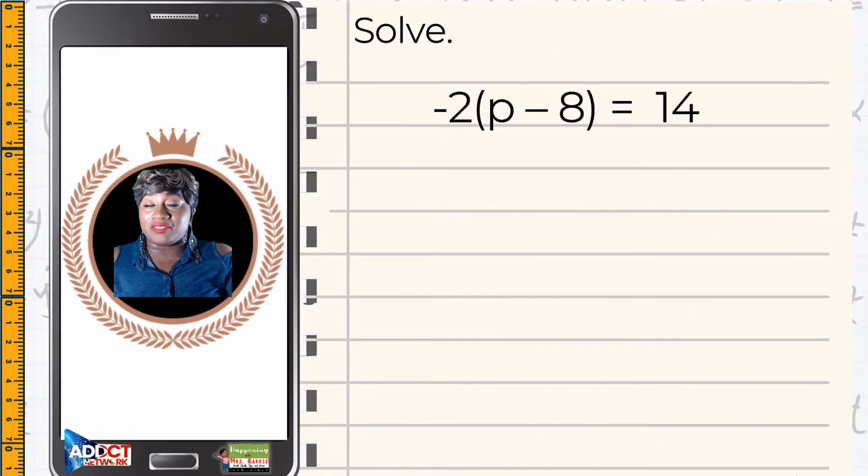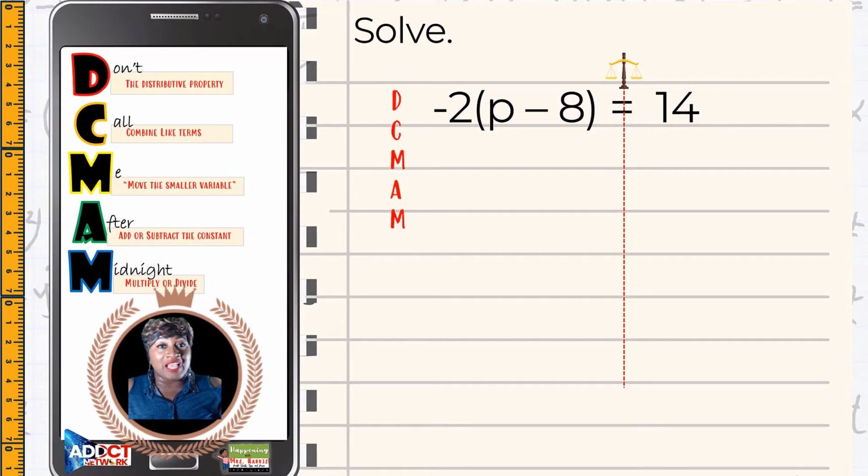Now let's look at the second example. Solve. Negative 2 times the difference of p minus 8 equals 14. In order to solve this problem, we'll first draw the line down the equal sign to balance the equation. Then we'll use the acronym, Don't Call Me After Midnight, to guide us in our problem solving. So first, we'll check for the distributive property.